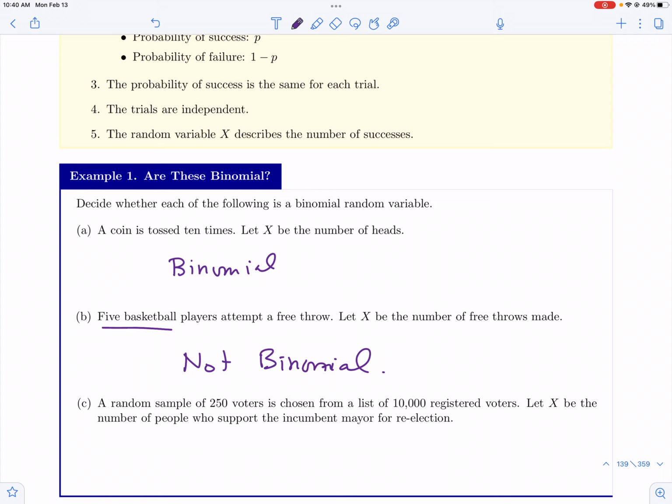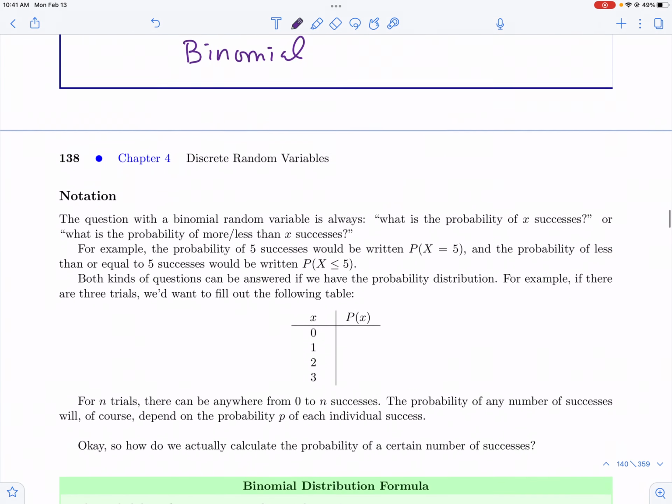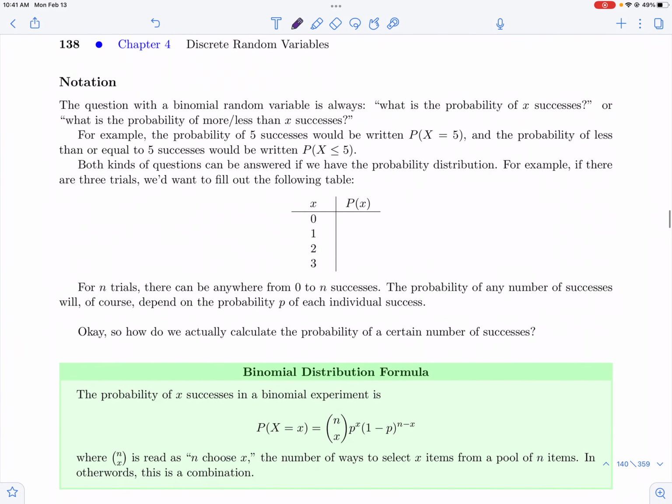All right, so for C, a random sample of 250 voters is chosen from a list of 10,000 registered voters. Let X be the number of people who support the incumbent mayor for re-election. And so in this case, you can either vote for the incumbent or not vote for the incumbent. Our sample size seems pretty reasonable, so this looks like it's a good binomial.